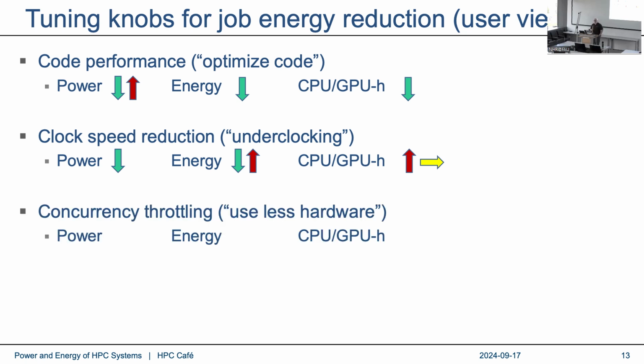And third, and something that you may not have on the radar, is what I call concurrency problem. Use less hardware to do the job. Use less hardware per job to run your program. And that can have different flavors. You could use fewer nodes for your multi-node job, or you could use fewer cores on the chip for your single node job, or even for the multi-node job. So different knobs you can play with. The power will go down, of course. If you use less hardware, less power will be burned. Energy may also go down or up. I have an example later too.